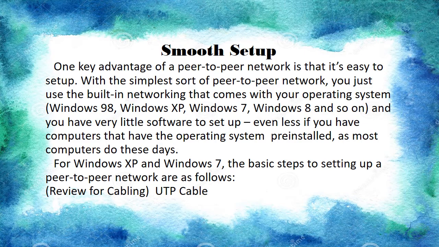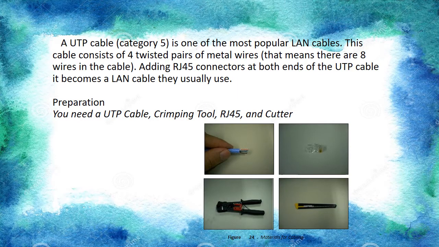So, review for cabling for UTP cable. A UTP cable category is one of the most popular LAN cables. This cable consists of 4 twisted pairs of metal wires. That means there are 8 wires in the cable. Adding RJ45 connectors at both ends of the UTP cable makes it a LAN cable which they can usually use.